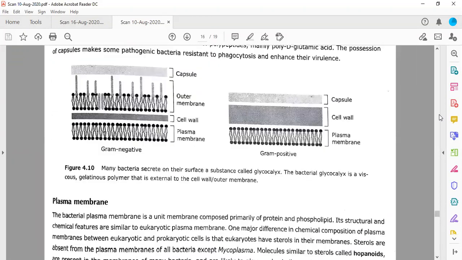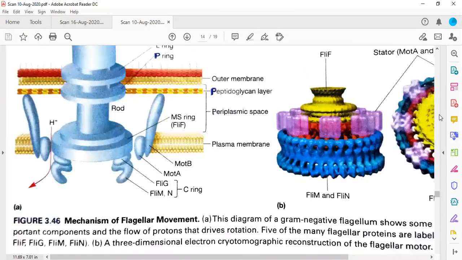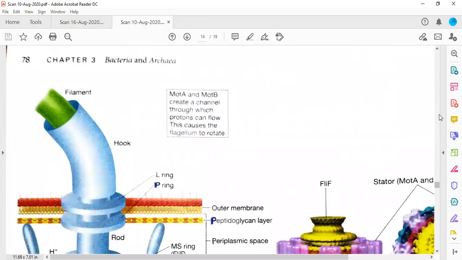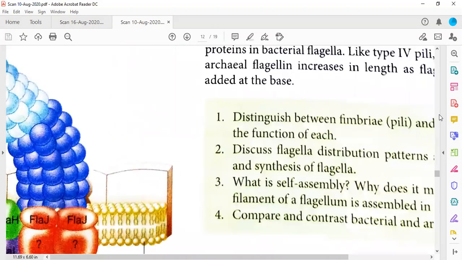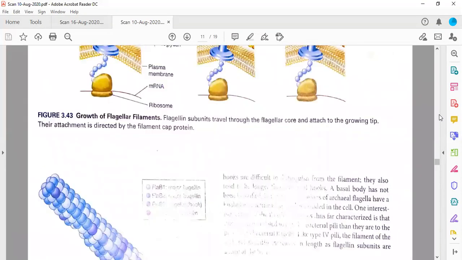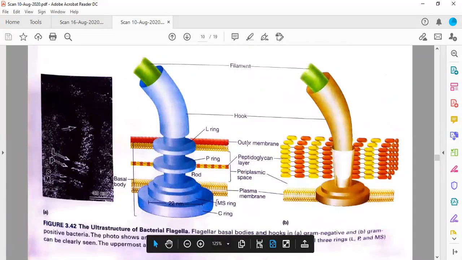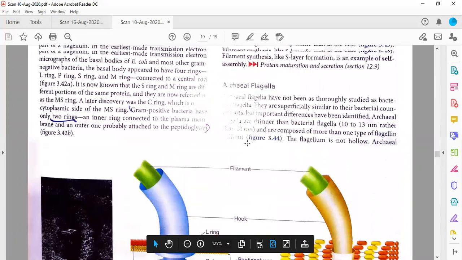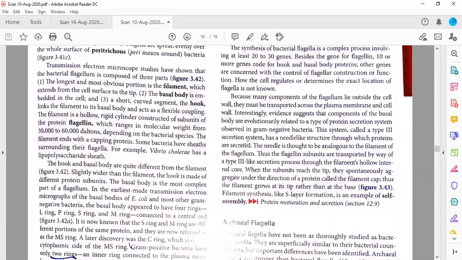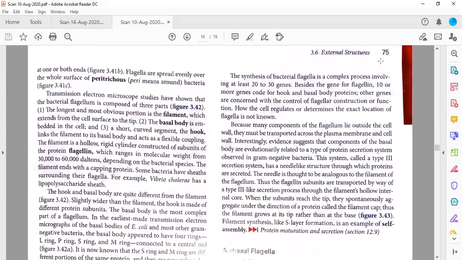For reference, you can find this particular diagram in your Prescott, page number 75. Okay.